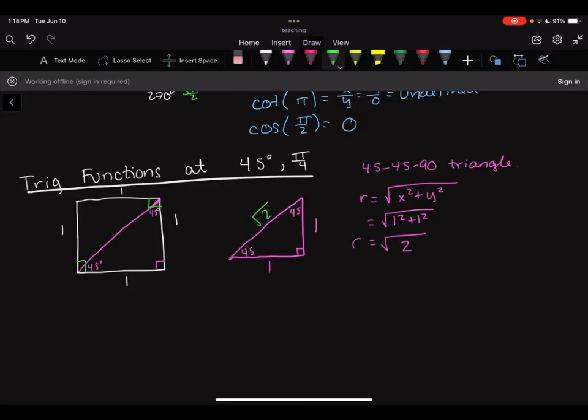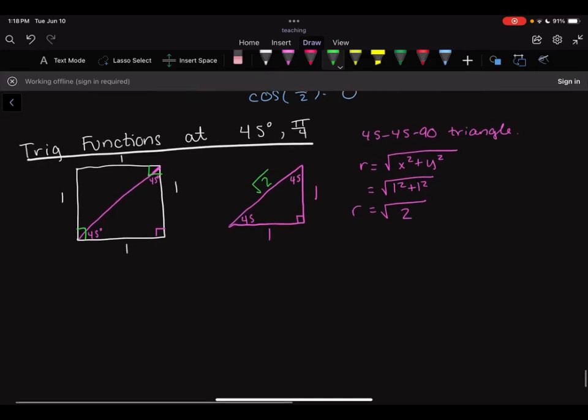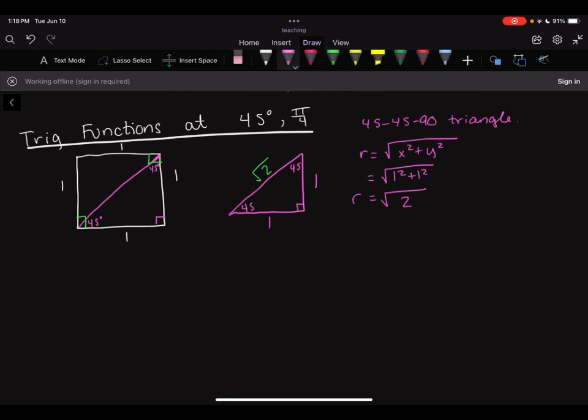Now we can get all of my relationships of sine, cosine, tangent, and all that. So sine of 45 degrees would be opposite over hypotenuse. It doesn't really matter which one you look at. I'll look at this one since that one's in standard position, meaning it's touching the bottom, the horizontal. So I would get 1 over root 2. For cosine of 45 degrees, I would get 1 over root 2. For tangent of 45 degrees, I would get 1 over 1, so that's just 1.